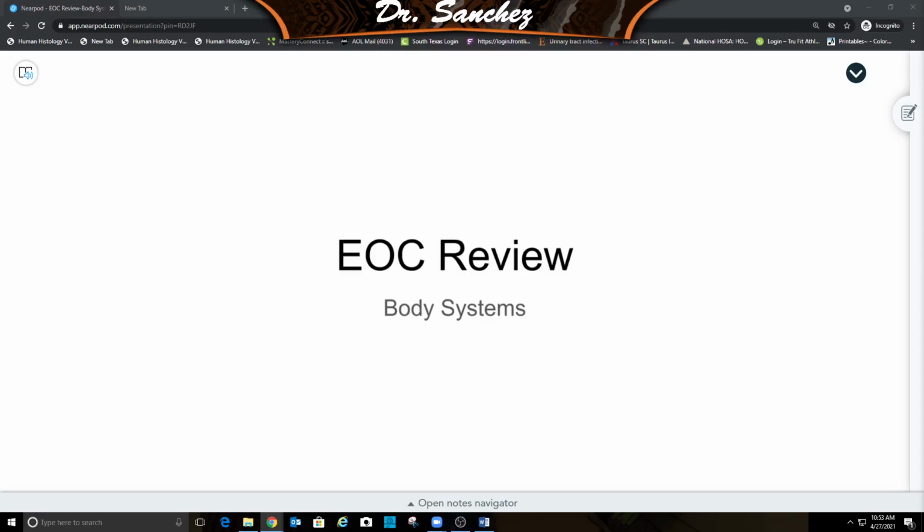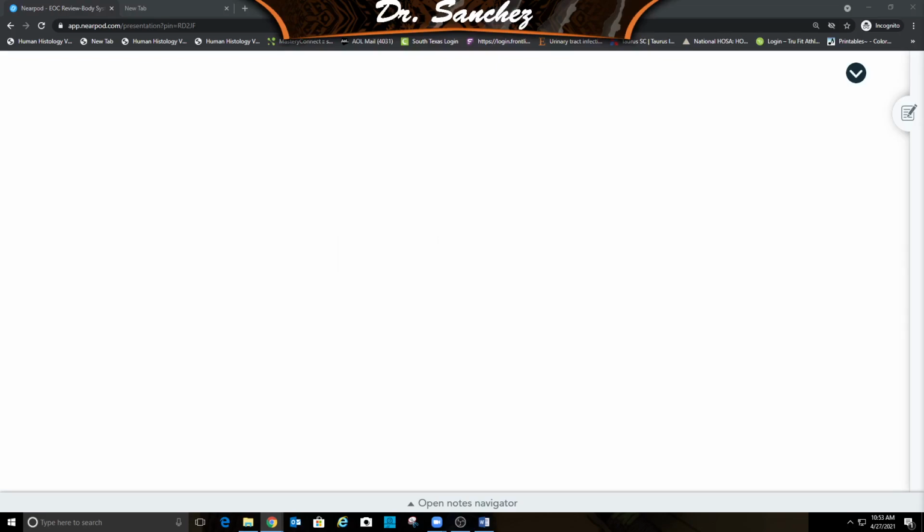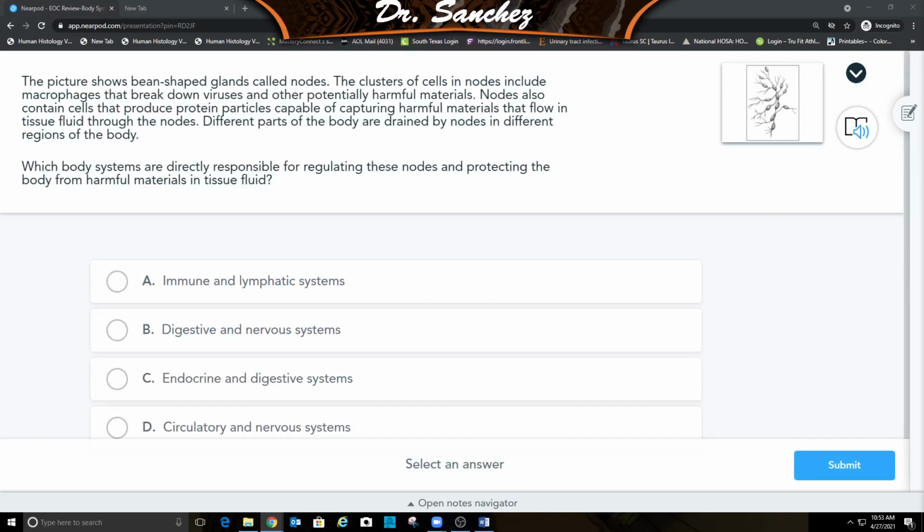Awesome. Thank you. All right, so we start the EOC review. So here we go. The picture shows bean-shaped glands called nodes. The clusters of cells in nodes include macrophages that break down viruses and other potentially harmful material. So we can continue reading through that. Just read that little paragraph and I'm going to explain some things.